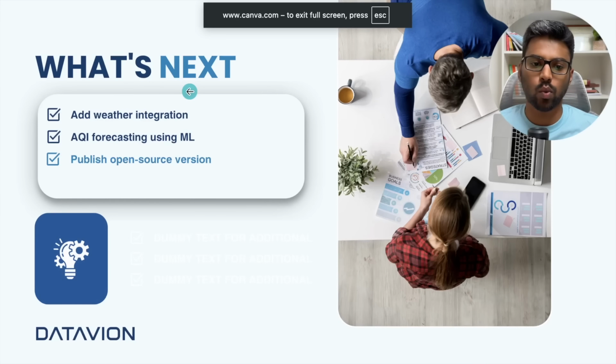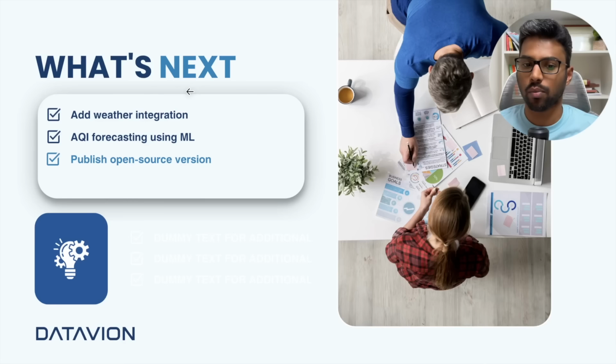Okay, let's talk about what's next. There are a lot of opportunities for you to extend the solution further. You can add weather integration, then air quality index forecasting using machine learning. That's another use case. Or when you have your solution and dashboard built, you can publish an open source version of it for people to download, look at your dashboards, and track the air quality index.